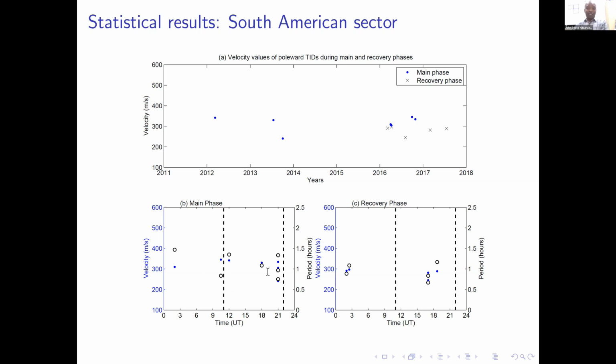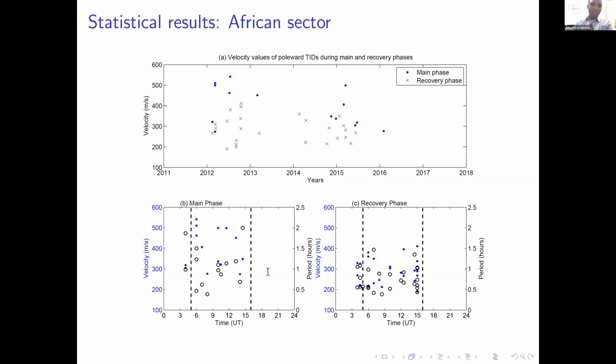So let's look at a similar case of the African region. In the African region, once again, the velocity is on the y-axis, and on the x-axis is the time in terms of years. And the main phase, again, is plotted in blue dots in the first graph, and the velocity of these waves in the recovery phase is plotted as black crosses. Now, clearly, we will see that there are more cases in the African sector compared to the American sector.